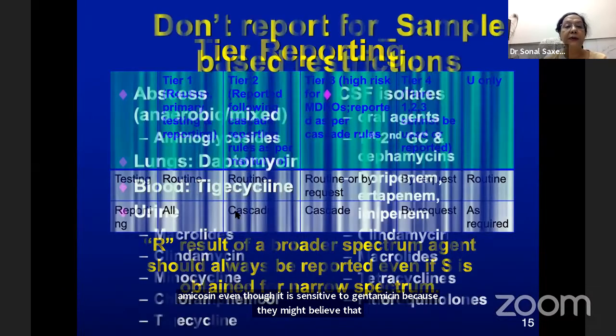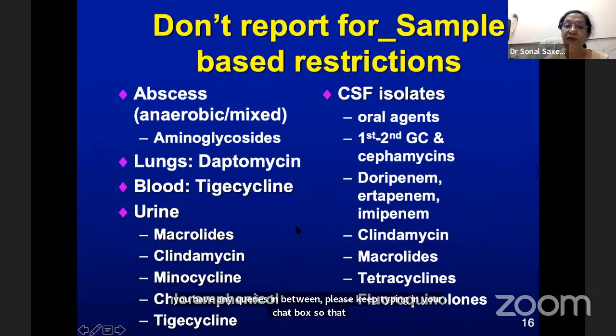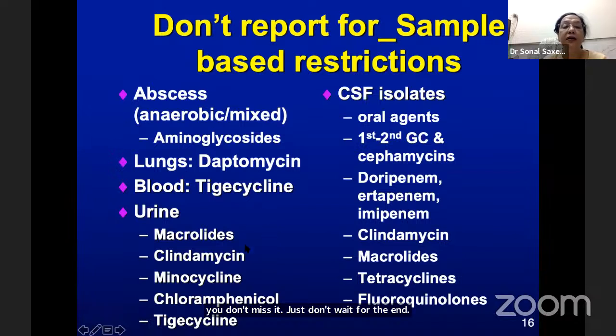If you have any queries in between, please keep typing in your chat box so that you don't miss it. Don't wait for the end, keep typing. I will either answer them in between or at the end.